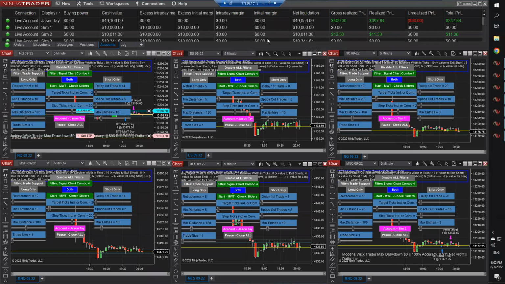I've actually got 6 trading charts running at the moment, so I've got a few templates running. I've got the Modena Wick trader strategy running on all of my charts. So I'm running the NQ on a 5-minute, the MNQ on a 5-minute, the ES on a 5-minute, the MES on a 5-minute, and then I'm running 2 sim accounts running the same strategy, just different templates. So they're all just different templates.